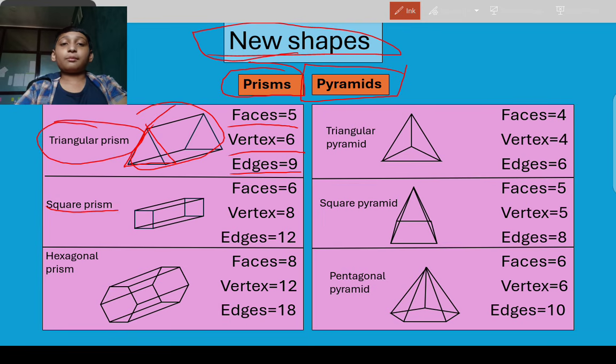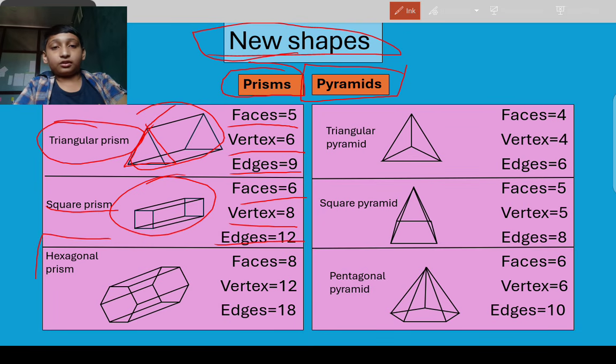Then there is a square prism, and you may think this is familiar. This is actually a cuboid, but I don't know why it's called a square prism. I think those two are the exact same, and they are the exact same. It has the exact same amount of faces, vertices and edges: 6 faces, 8 vertices and 12 edges.